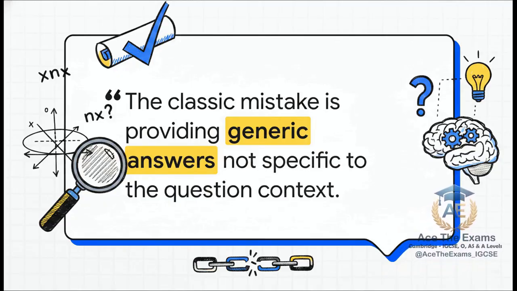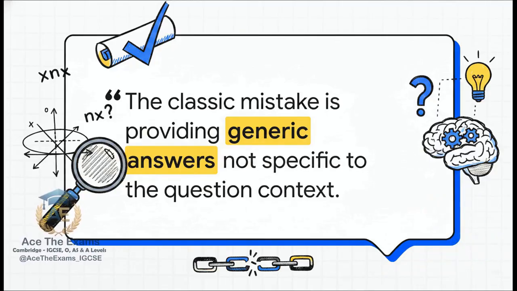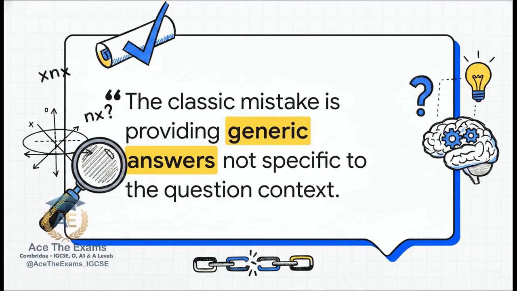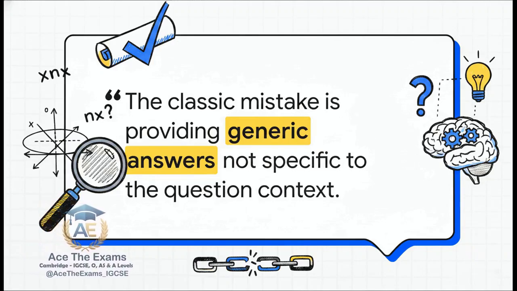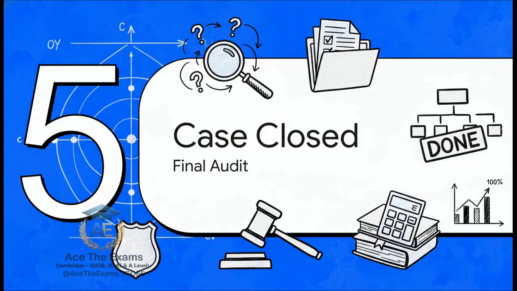If the scenario involves finding the square root of a complex number, you must set up the equation (a plus ib) squared equals x plus iy. Expand it carefully and explicitly equate the real and imaginary parts. A generic answer completely devoid of context destroys your overall mark integrity. Finally, Section 5. Case closed.